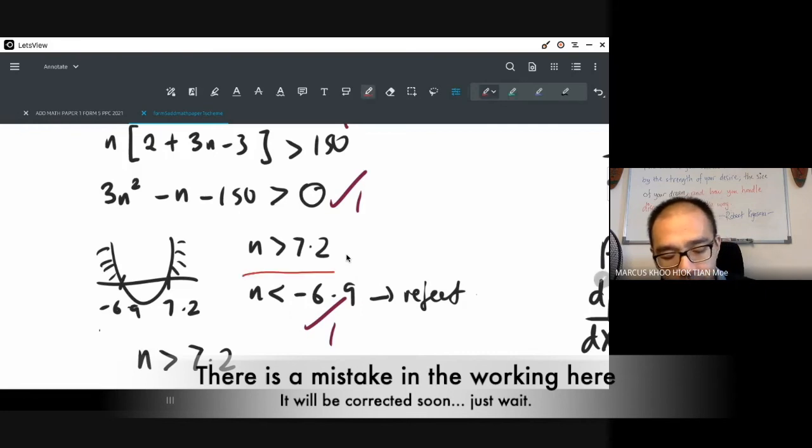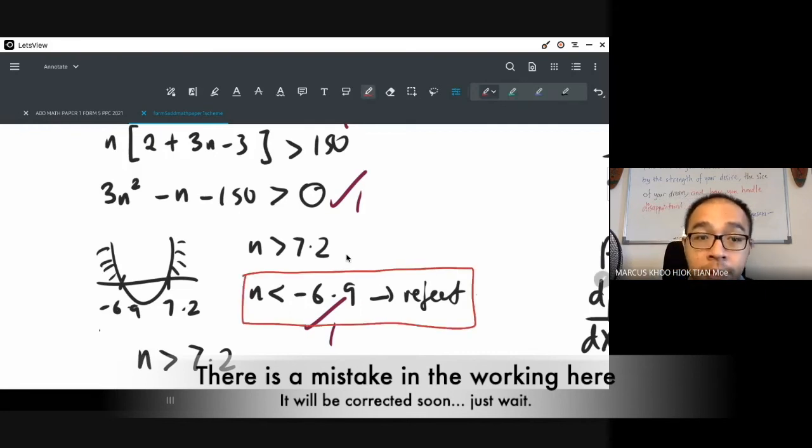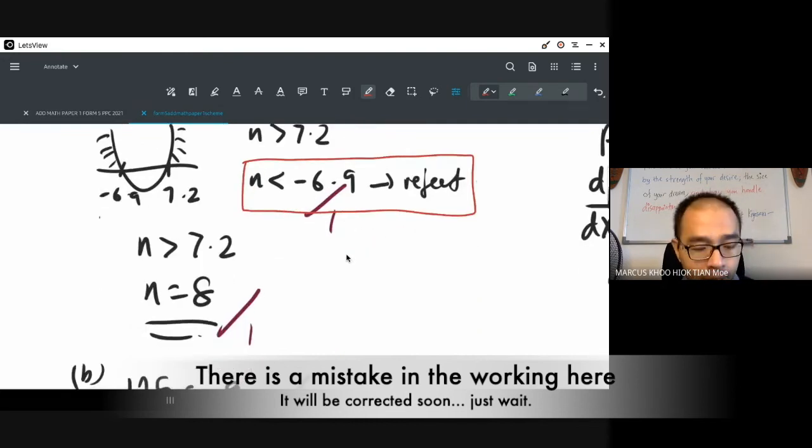And again, I want to stress that I need to see this word, the fact that you're rejecting the idea that n is less than negative 6.9. Okay, although it is logical, you still need to state it. Okay, so the minimum number, if n is more than 7.2, the next nearest number must be 8. Okay, dalam bab ini, in progressions, this is one of those chapters where your final answer for n must be a round number. Okay, tiadalah sebutan ke 7.2 bahkan. Tempat ke 7.2 tiada. Okay, no such thing.